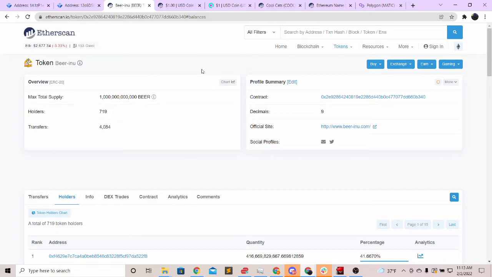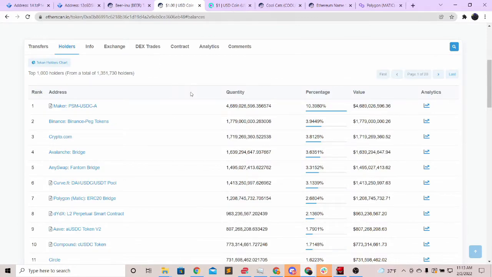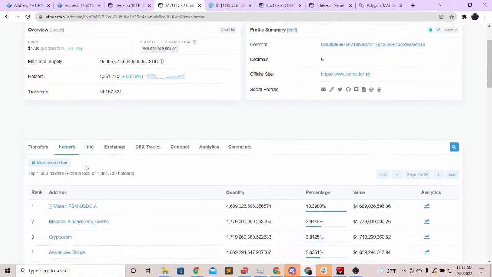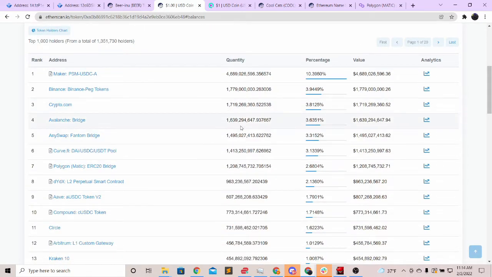If we want to look at a more legitimate token and what that would look like, we can look at the USDC contract on Ethereum. It's one of the largest tokens on Ethereum. USDC is a stable coin that basically pegs a token to $1 and sort of allows a lot of DeFi mechanics to work. So we can see we have 1.35 million holders here for this one. So that already looks a lot better than the 719 before. And when we scroll down to the holder list, we can see that the biggest holder only holds about 10 or 11%.